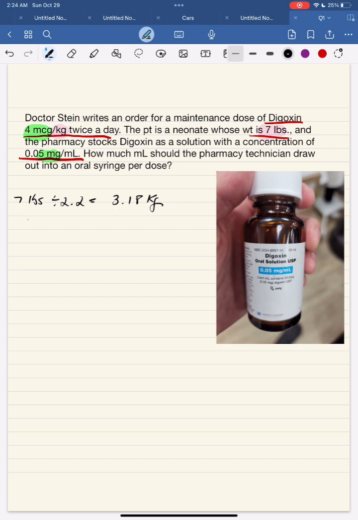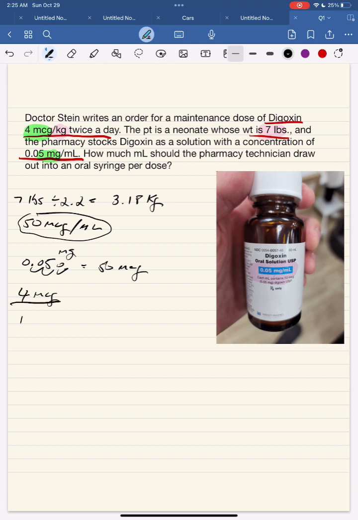Now the concentration here is 0.05 milligrams per ml, which is the same as 50 micrograms. I did it in my head, but I'll show you how to do the conversion from milligrams to micrograms. All you have to do is move the decimal point 3 spaces to the right. So we have 0.05 milligrams. Move the decimal point 1, 2, 3, and it gives you 50 micrograms. So the concentration on this bottle is 50 micrograms per ml.